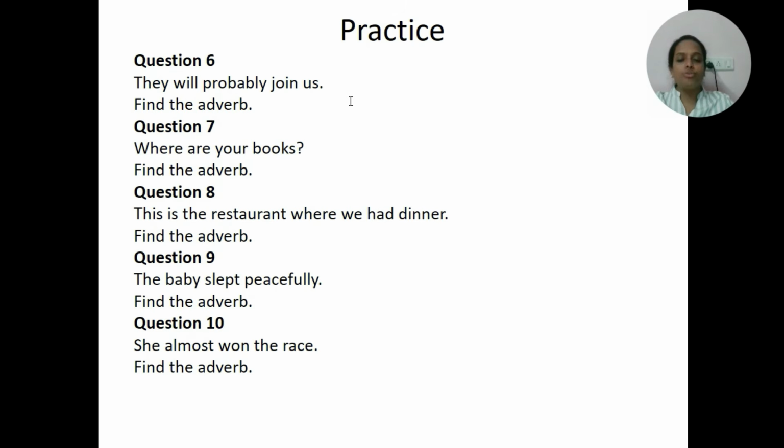Okay? So remember that we have learnt about what an adverb is, different types of adverbs, how each type is used, and why adverbs are important. Okay, try to apply it in your real life.